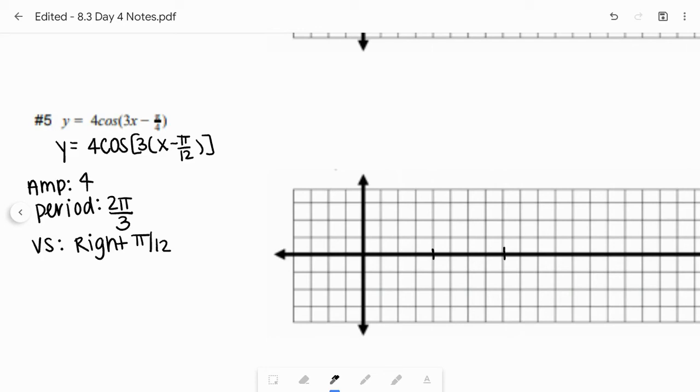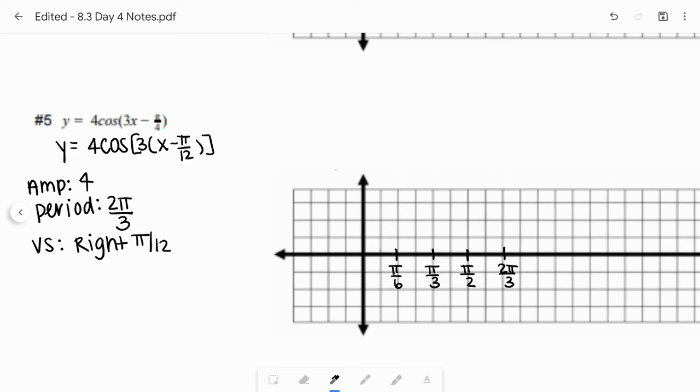So that is 1 period, so that would be where 2 pi over 3 goes. Right in the middle, I've got pi over 3. And then let's include some more points since we're going to end up having a phase shift of pi over 12. Let's get some more points in there. So I will have pi over 6. I will have pi over 2.